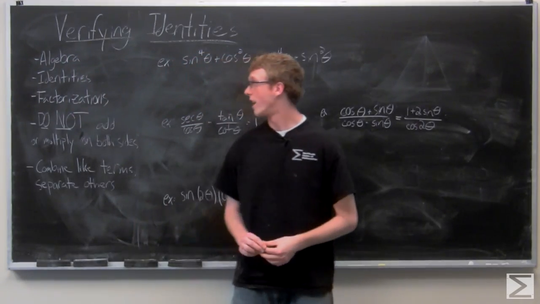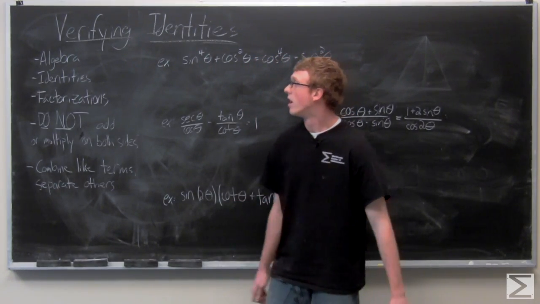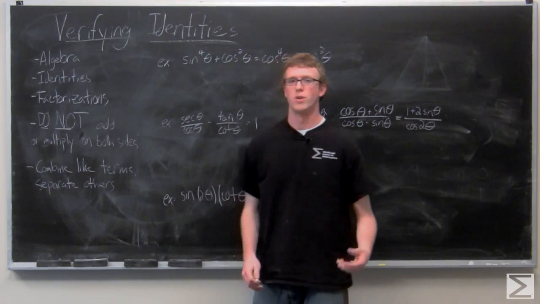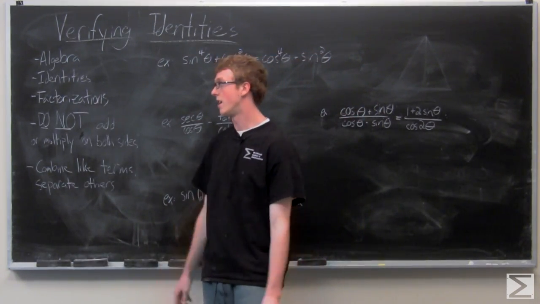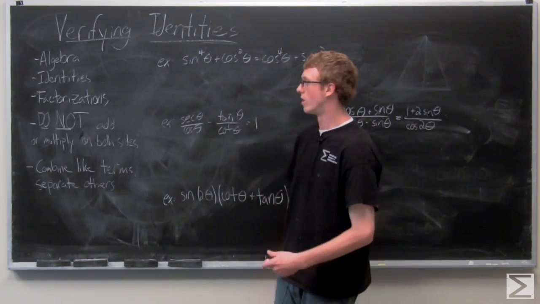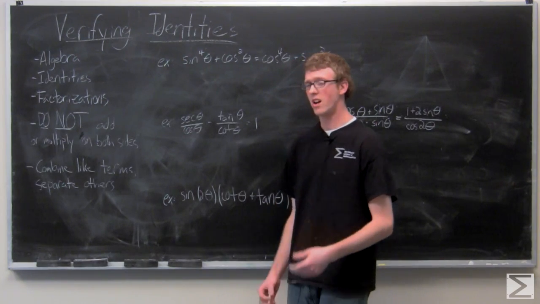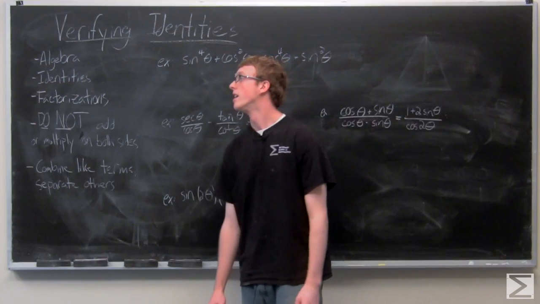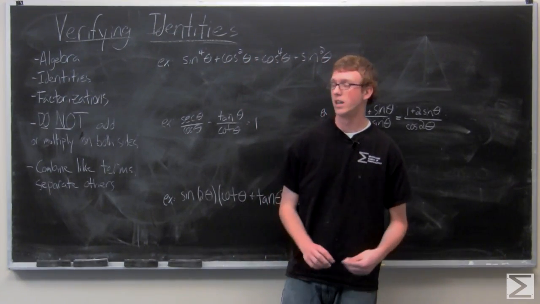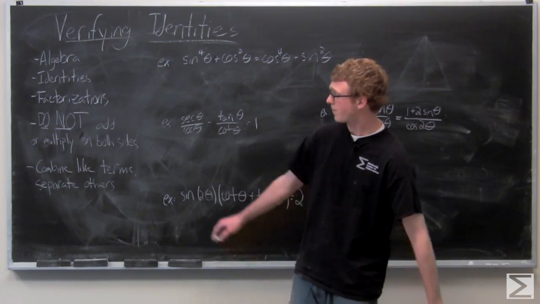So verifying identities, there's a couple things that you can use. Obviously, you want to use algebra to manipulate the equation. Obviously, you want to use all of the identities that are possible. You want to make sure that you're making the two sides of the equations equal. Look for factorizations. Again, that's something that's really important in the Pythagorean identities. A lot of factorizations are going to be used in that.